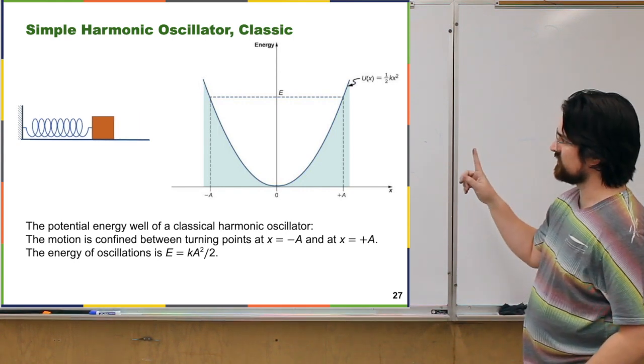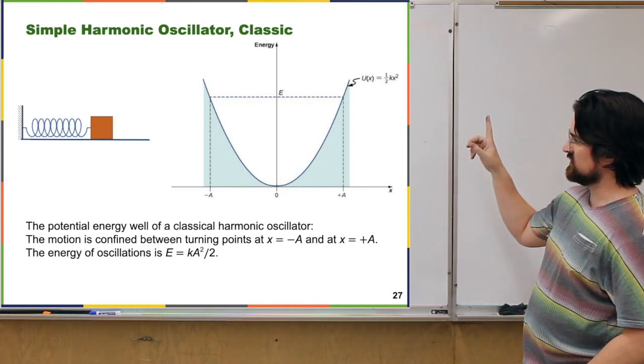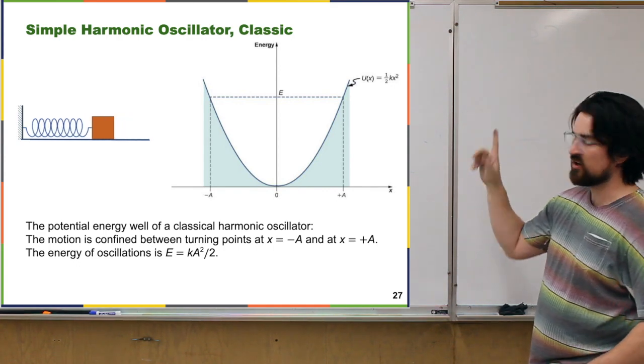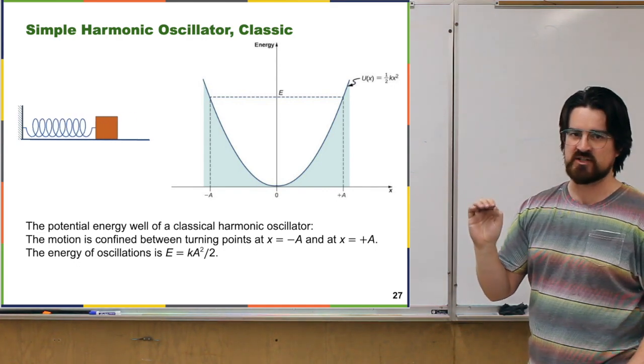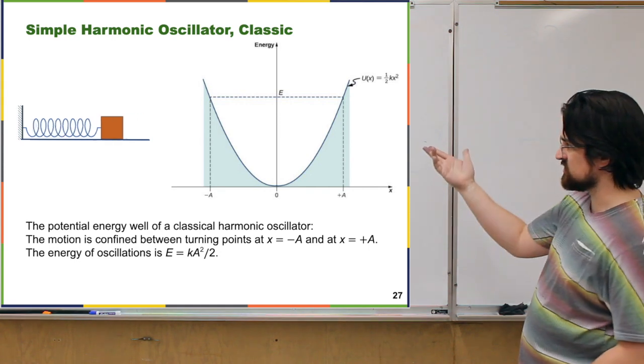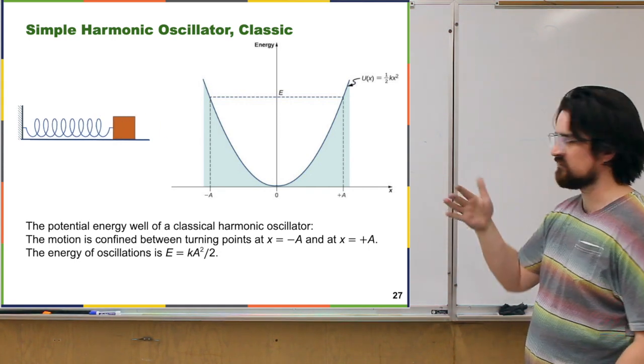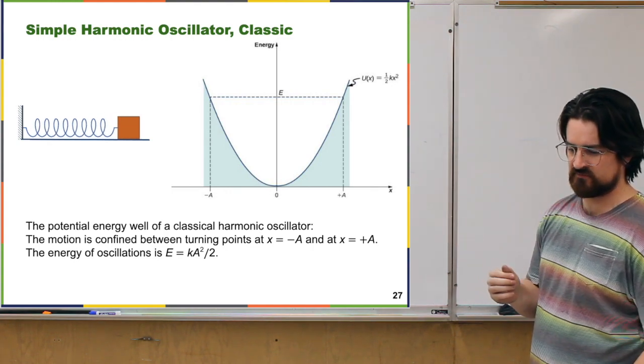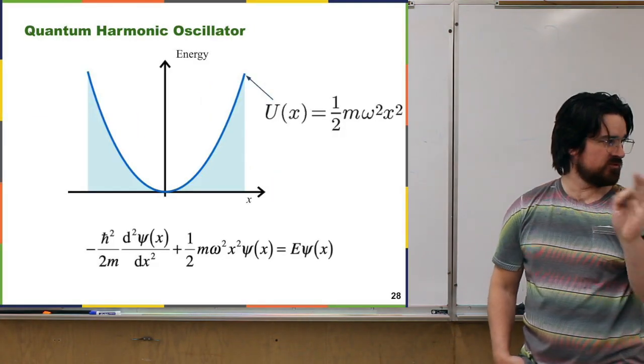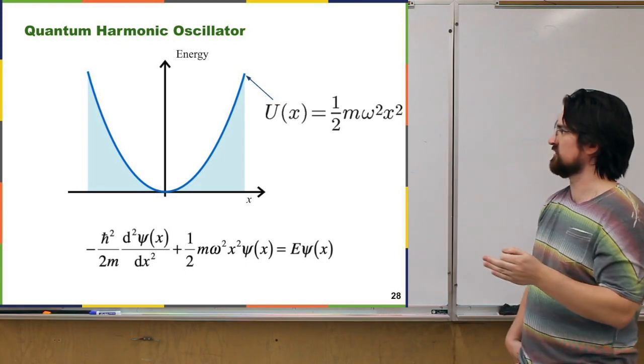And one other thing to point out is that classically our harmonic oscillator can have zero energy. There's no problem with that. All that means is that the oscillator is not moving. It's at its equilibrium point, zero potential, zero kinetic, total energy is zero. Totally fine. Now we want to transition to a quantum harmonic oscillator.